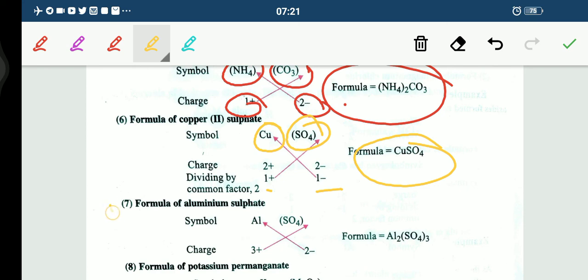Simply you can do the aluminium sulfate also, bache. Aluminium and sulfate. For aluminium the charge is +3, for sulfate it is -2. So Al2(SO4)3. So this was all about your chemical formula. I hope the topic is clear. So we have done a lot of chemical compounds, a lot of ionic compounds and their formulas.